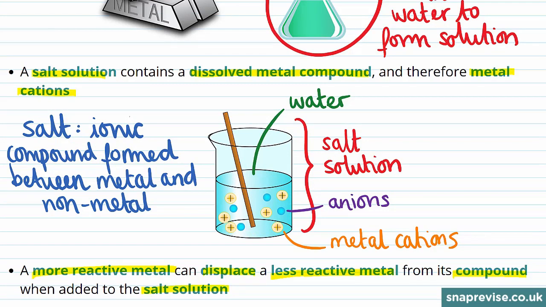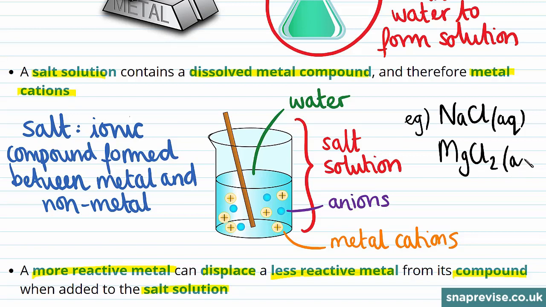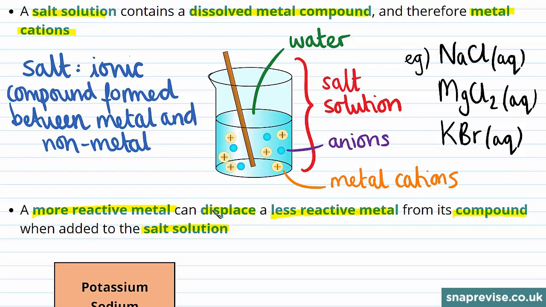Before we look closer at what this means, we can just quickly think about some examples of salt solutions. For example, you can make a sodium chloride solution containing NaCl, or sodium chloride, which has been dissolved in water and is therefore aqueous. You could also form a solution of magnesium chloride, which would also be aqueous, or, for example, potassium bromide. In each case, we formed an aqueous solution of an ionic compound made up of a metal and a non-metal, where the metal will be found as a cation, Na+ or K+ for sodium and potassium, or Mg2+ for magnesium.